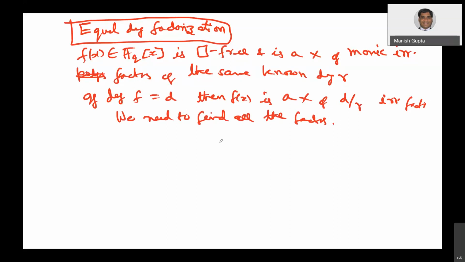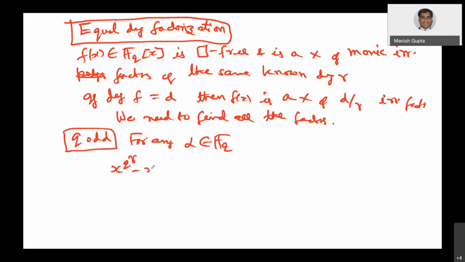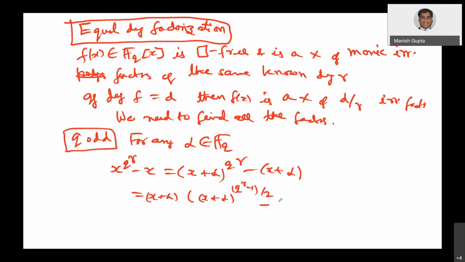Now the technique is similar to the root finding algorithm that we discussed earlier, and there will be two cases: when q is odd and q is even. So first let me describe the q odd case. So what we do, for any alpha in Fq, we know that x^(q^r) minus x is the same thing as (x plus alpha)^(q^r) minus (x plus alpha), which is the same thing as (x plus alpha) times ((x plus alpha)^((q^r minus 1)/2) minus 1) times ((x plus alpha)^((q^r minus 1)/2) plus 1).